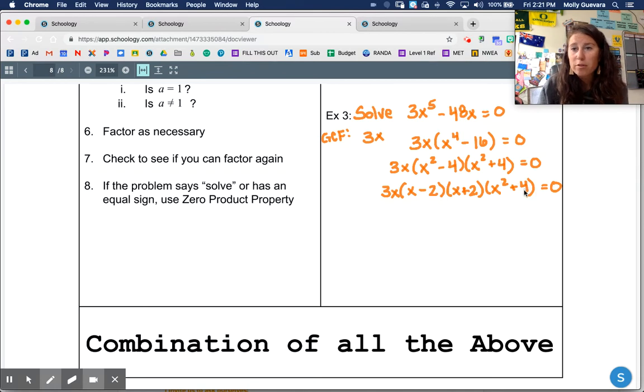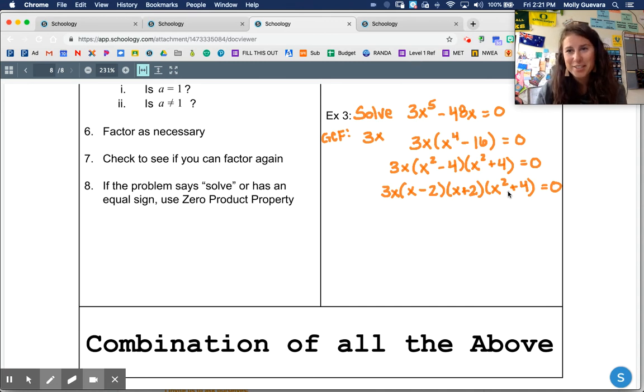So if I go through the list, there's no greatest common factor. It's not 4 terms. It is 2 terms. X squared is a perfect square, and so is 4. But it's a plus, not a minus, and so this is not factorable. I cannot factor this because it is plus 4, not minus 4. So I'm actually done factoring. Cannot take this one any further because of the plus. So if I was just asked to factor, I would be done at this point.